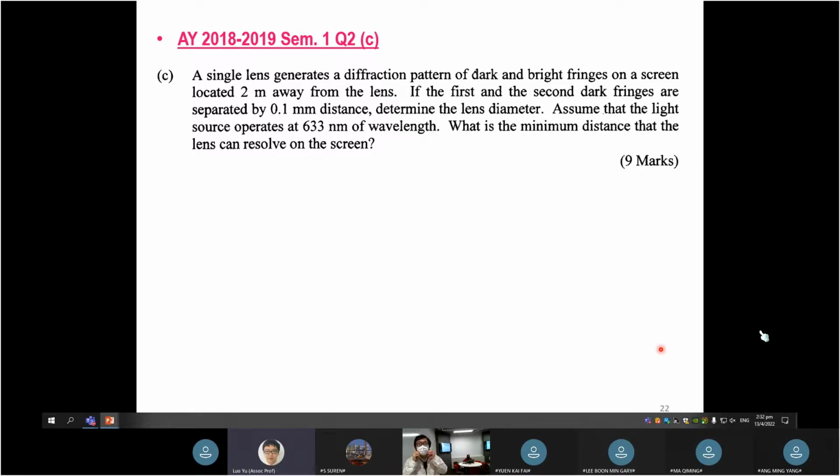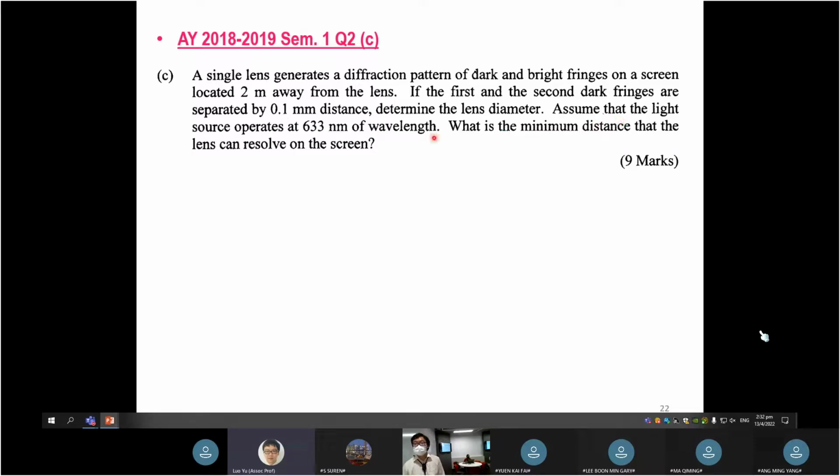Here we have a single lens that generates a diffraction pattern of bright and dark fringes on a screen located 2 meters away from the lens. So its distance to the lens is 2 meters, this L. If the first and the second dark fringe are separated by 0.1 millimeter in distance, I want you to determine the diameter of the lens. Again, diameter means it's a circular aperture, 1.22 times lambda over d.